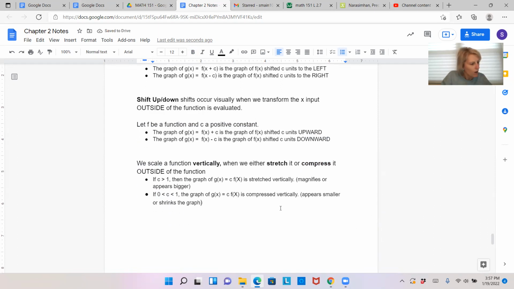We are also going to reflect a graph. We reflect a graph when we have a negative of the function. So when there's a negative value out in front of the function, the graph is going to reflect over the x-axis. Those are going to be the biggest ones that we are going to see. And let's just get started and check them out.